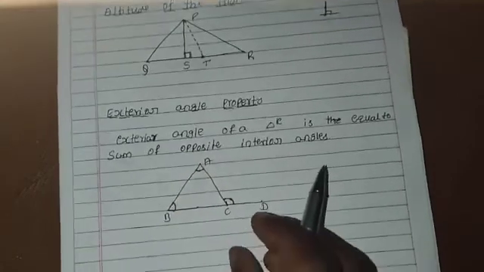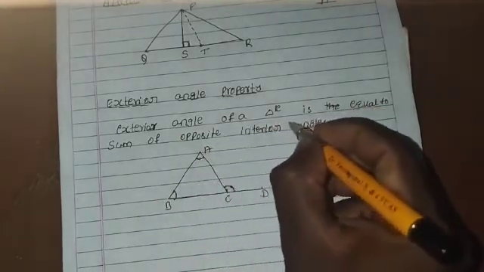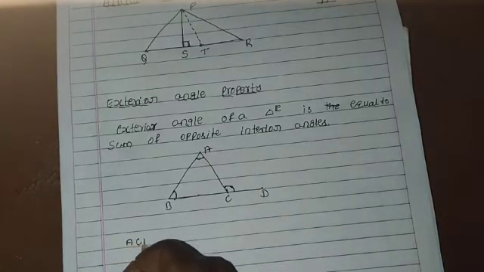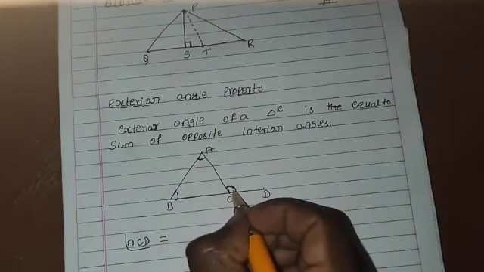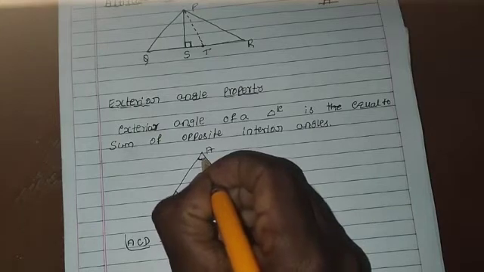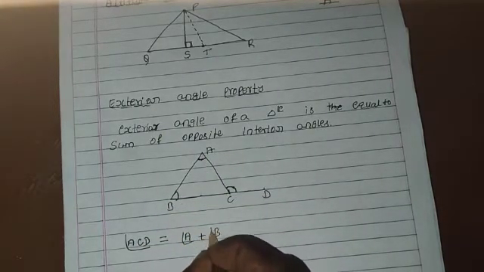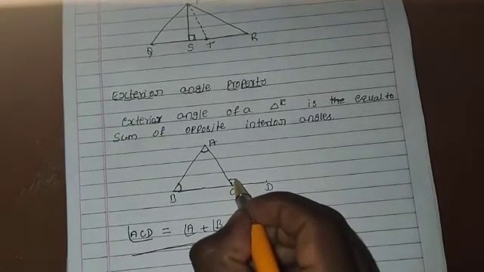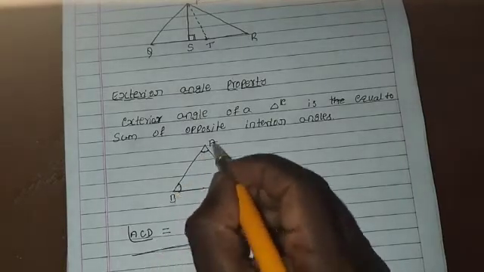According to the statement of the exterior angle property, the exterior angle of a triangle, which means angle ACD, is equal to the sum of the opposite interior angles. Which means we have to add angle A and angle B, so angle A plus angle B. This angle is always equal to the sum of these two angles. Okay, this is the exterior angle property.